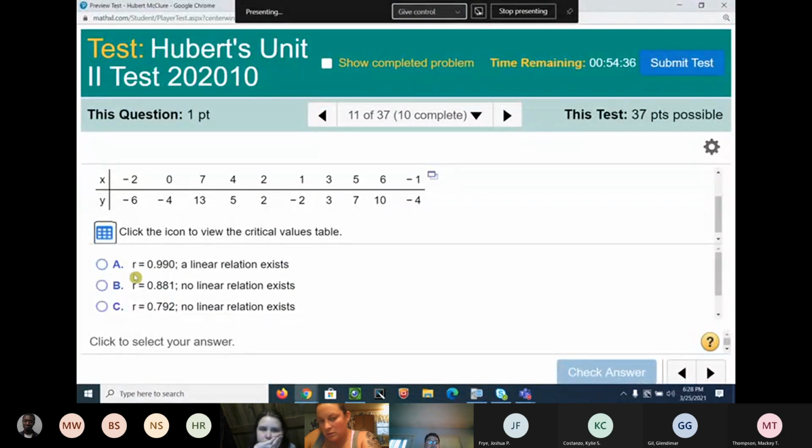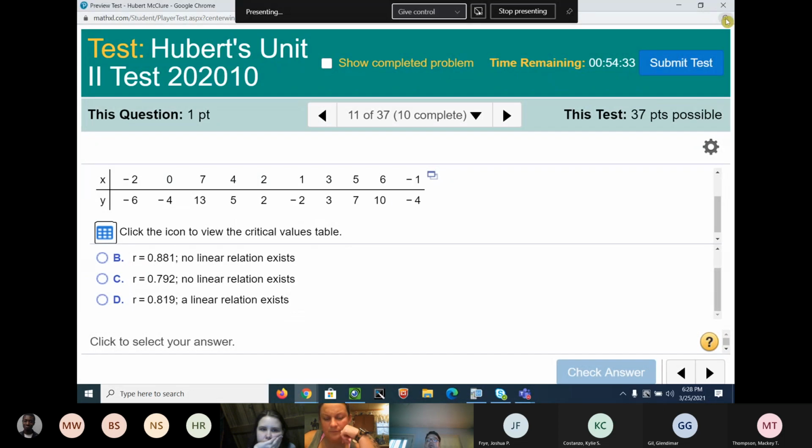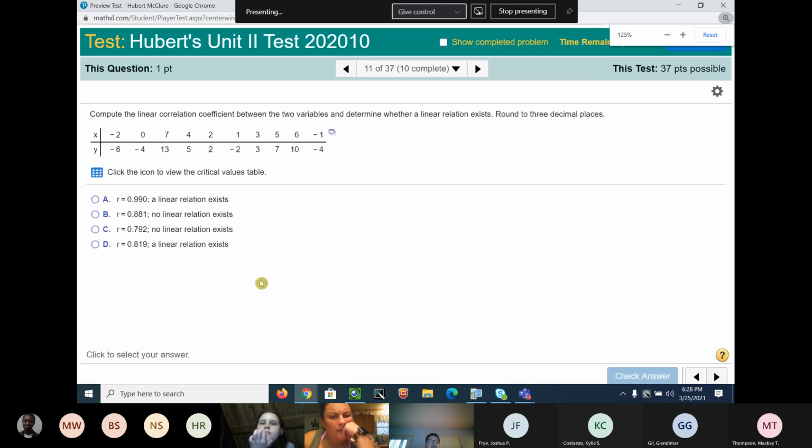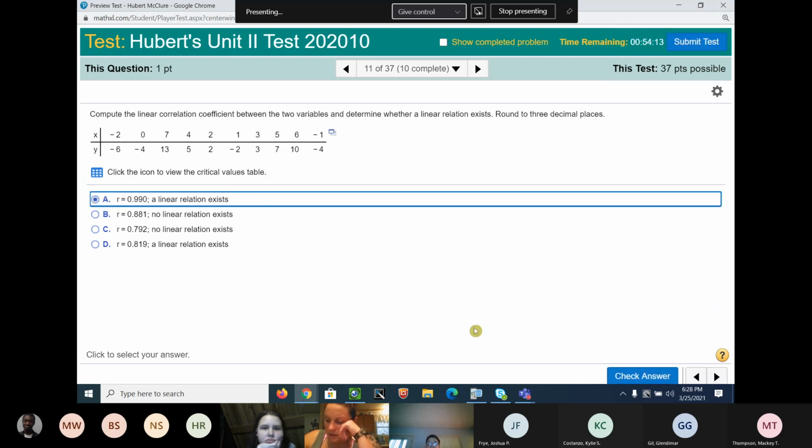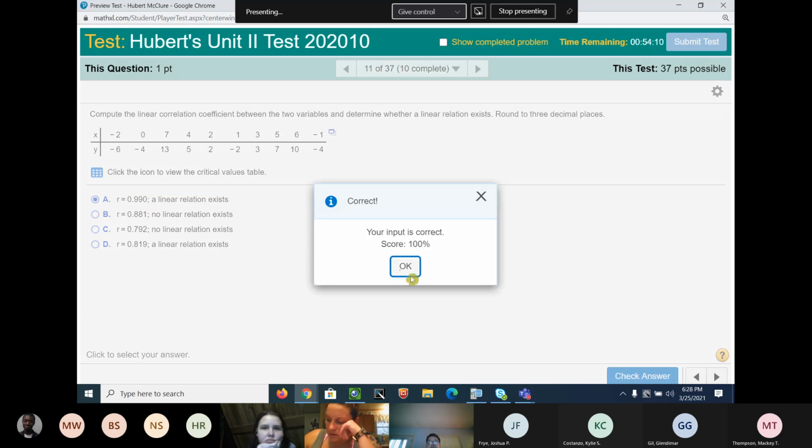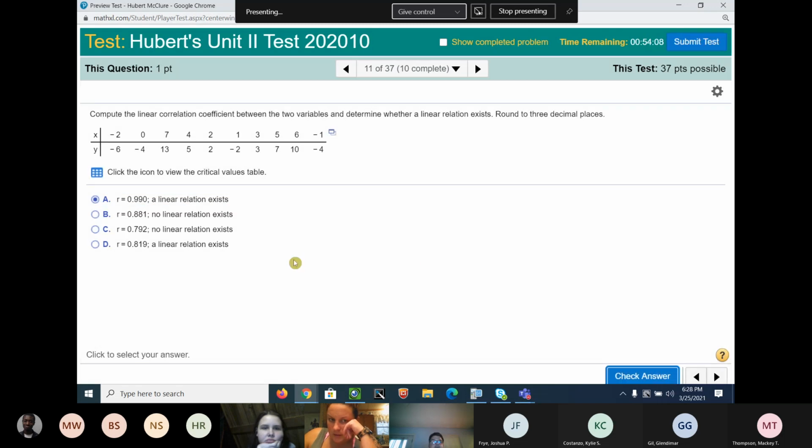So let's look at what the question's asking. All right, which one is it? Well, let me go down here because I'm gonna miss something there. Somebody tell me, well, we know it's not C. Actually, there's only one answer it could be. A, isn't it? Usually they give you two choices, but that one is it. I thought it was going to ask you to graph it. Okay. 0.99. And a linear relation exists because 0.99 is greater than 0.63. Next.